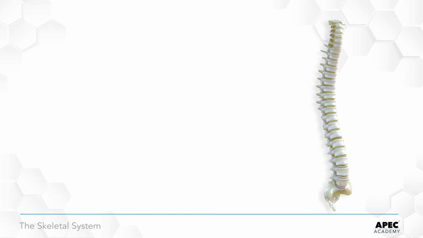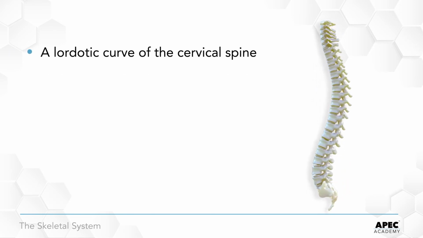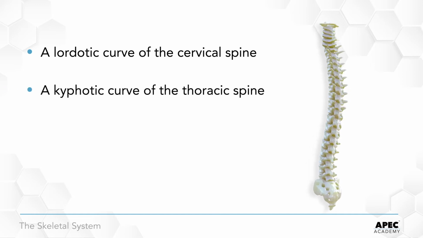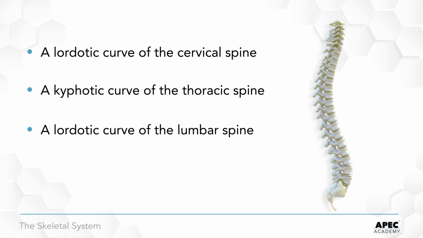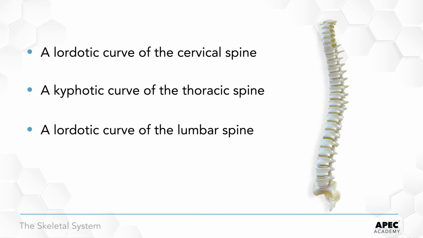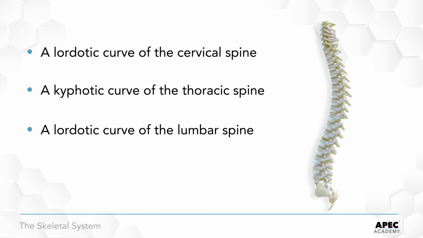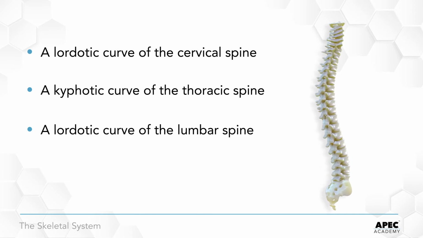The spine has a natural curvature consisting of 3 curves: a lordotic curve of the cervical spine, a kyphotic curve of the thoracic spine, and a lordotic curve of the lumbar spine. A neutral spine should maintain these 3 curvatures, but not increase any of them. This is the strongest and safest position for the spine to be in when sitting or standing.